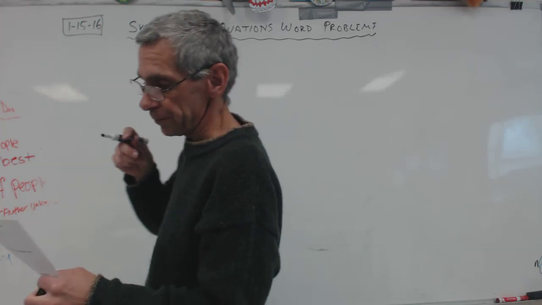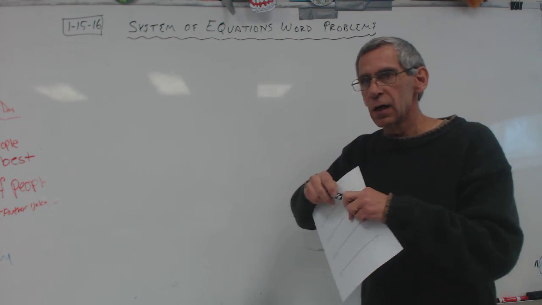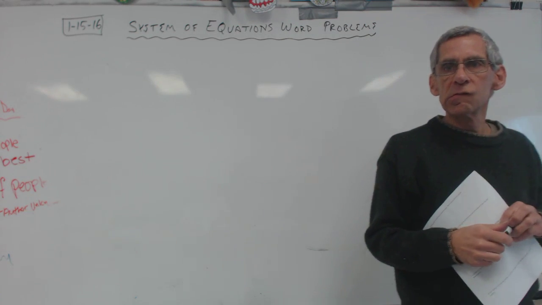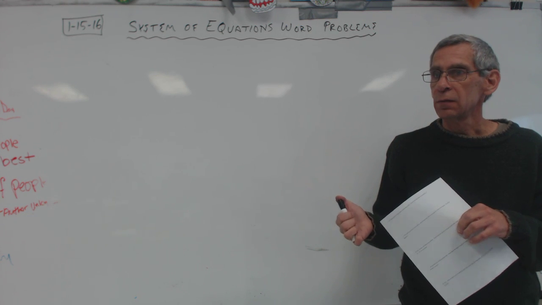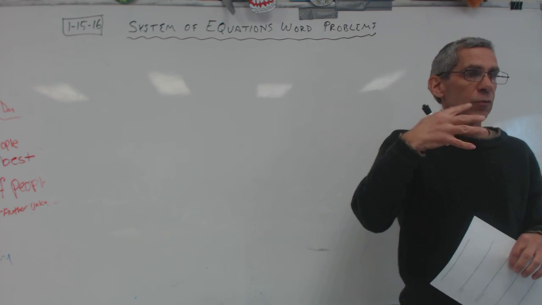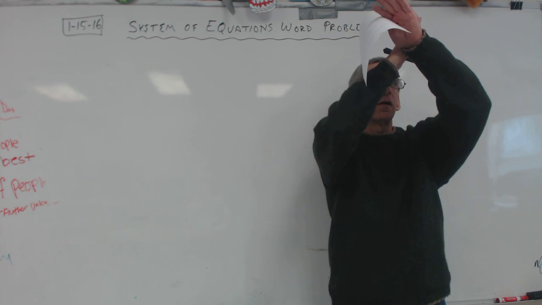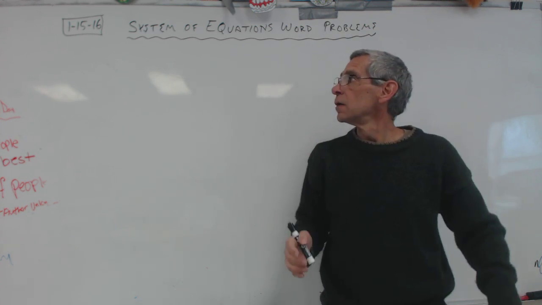Okay, so what we've done so far is we have learned two ways of solving systems of equations. The first one was graphing, remember that? We graphed on the same graph: you get two equations, you graph the first one, you graph the second one, and you're looking for that one point where they both touch, where they connect.